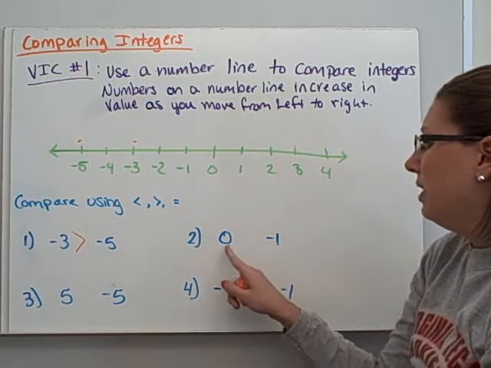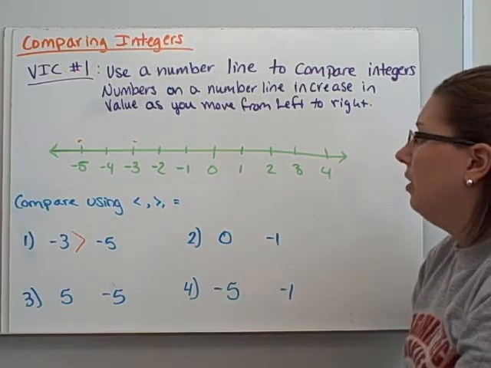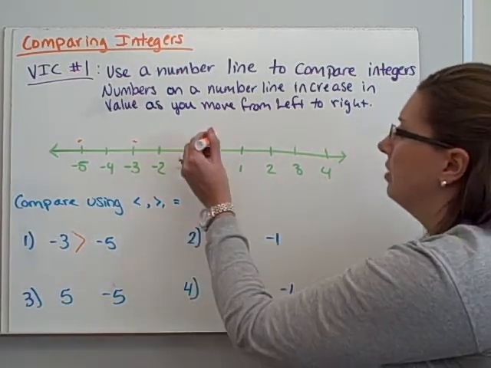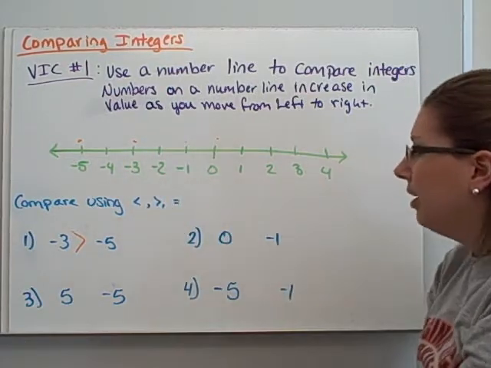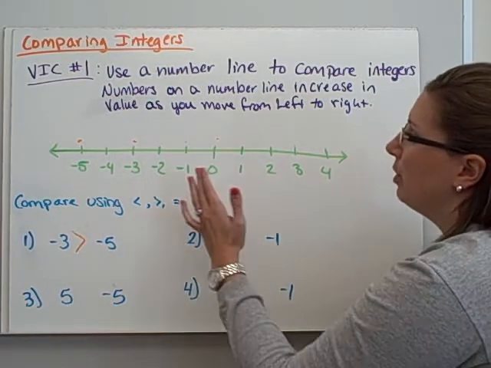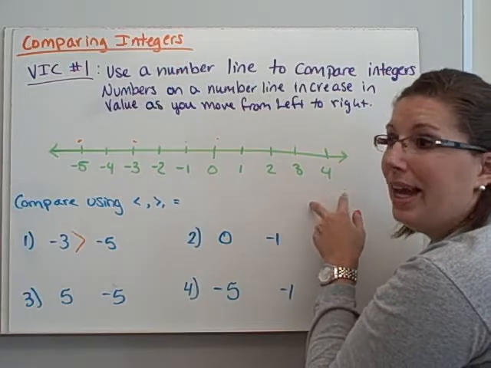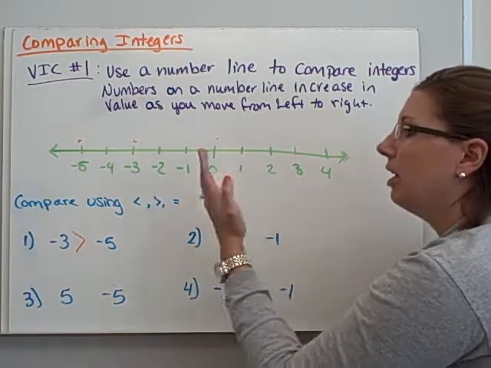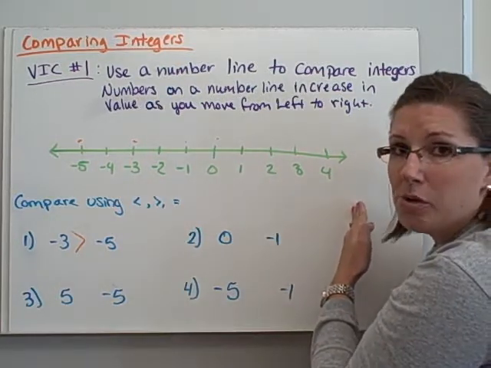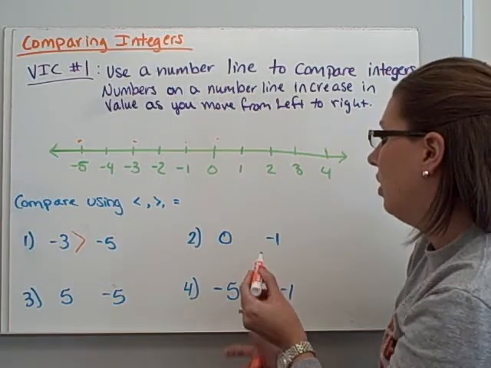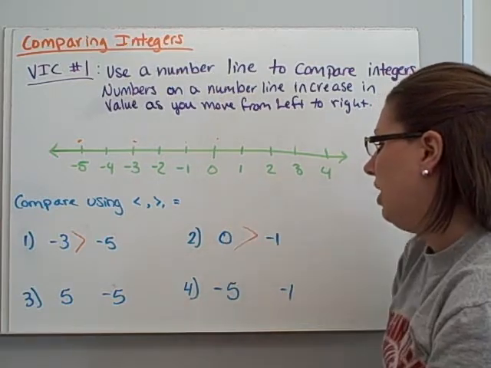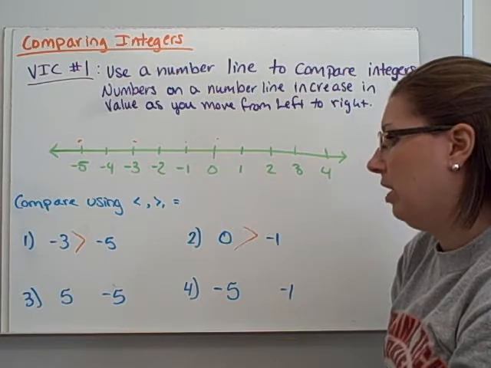So then our next problem, what is bigger, 0 or -1? On the number line, here's my 0 and here's my -1. Remember, as we move from the left to the right, I'm gaining value. So the numbers that are closer to the right side of my number line are bigger. So 0 is bigger than -1 or greater than -1.